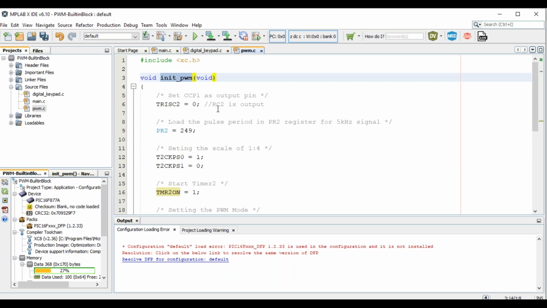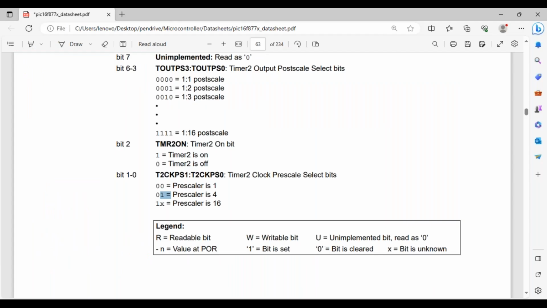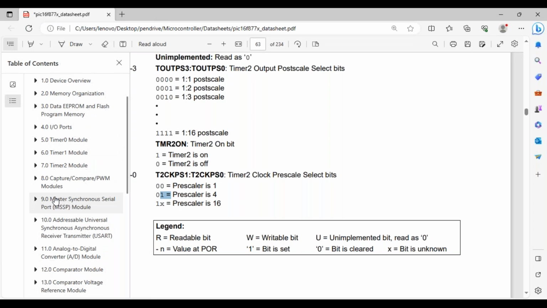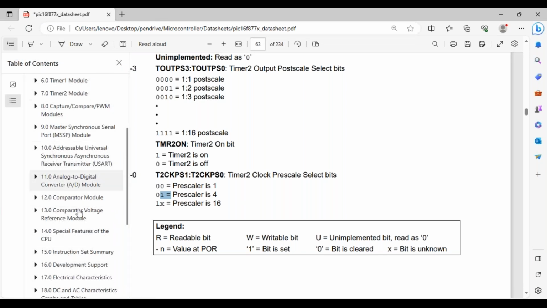Understood the initialization of PWM? Everybody? Now, apart from frequency, what else should I be specifying to the built-in block to get the modulated waveform generated? Yes, I also have to specify the duty cycle. Now, to specify the duty cycle, you also have to write some 10-bit value to another register.